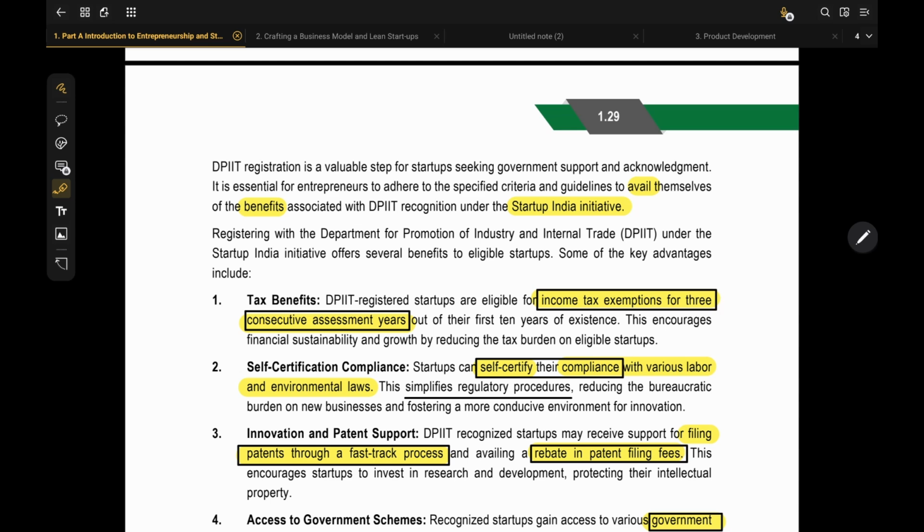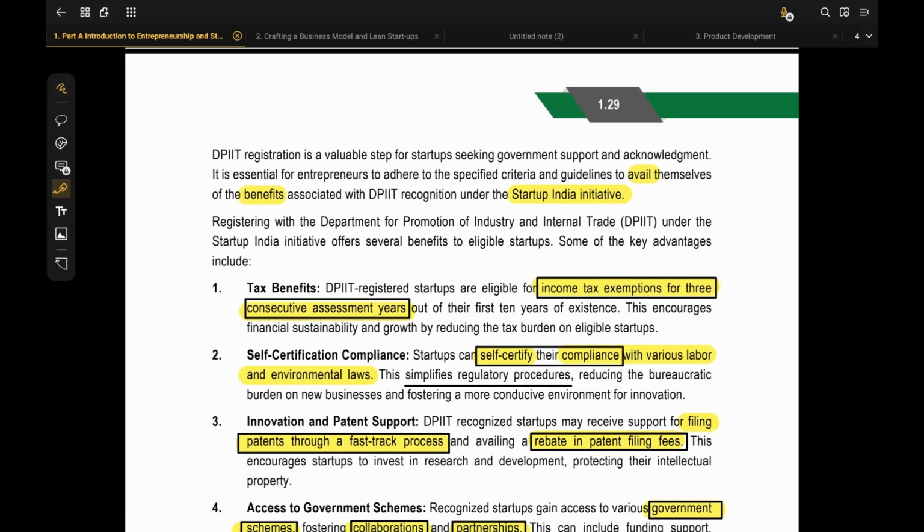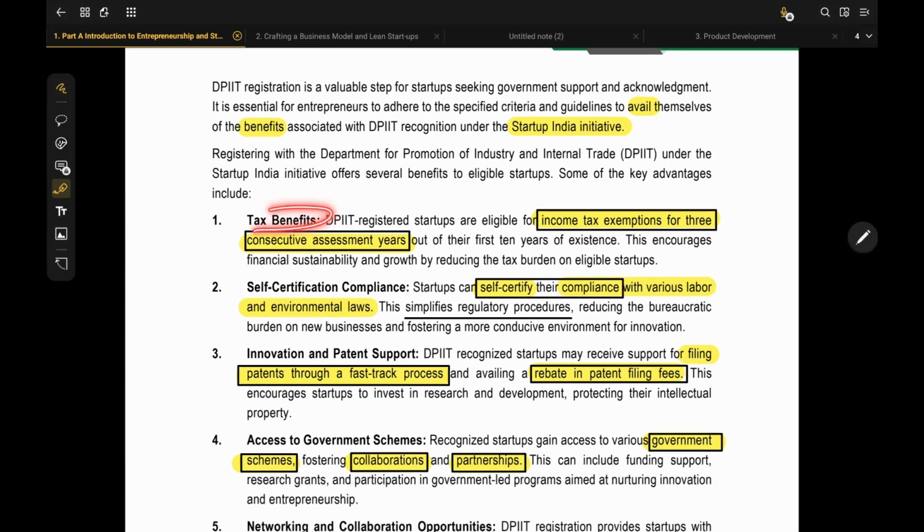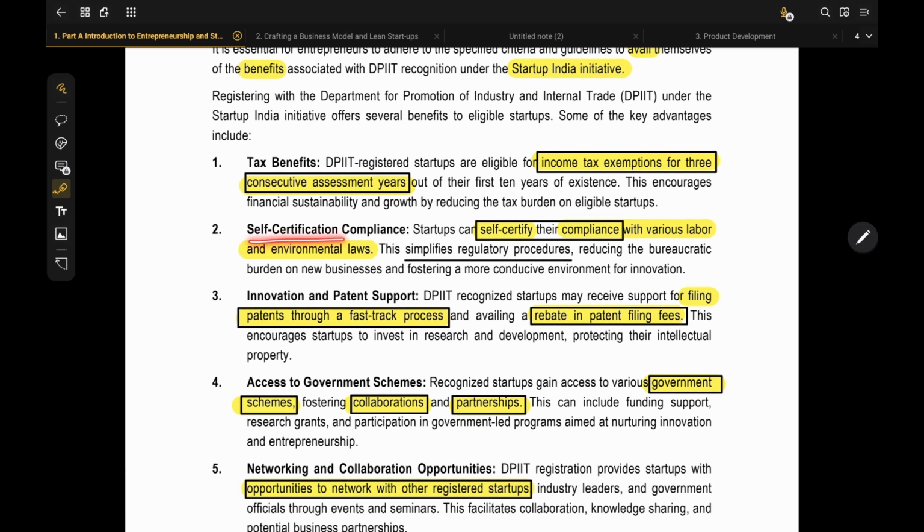And then, if you register on the Startup India portal, what will be the benefits? Tax benefits: if you register, you will get tax exemption for up to 3 consecutive assessment years. If you are starting a startup now and register within the first 10 years of existence, you will get income tax exemption for 3 years in the first 10 years. And then self-certification compliance: whether you are following the compliance or not, you can self-certify. You can file a declaration certifying compliance with the labor laws and all.